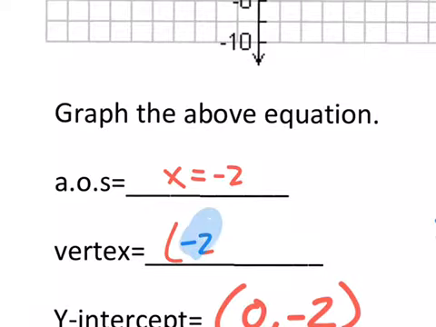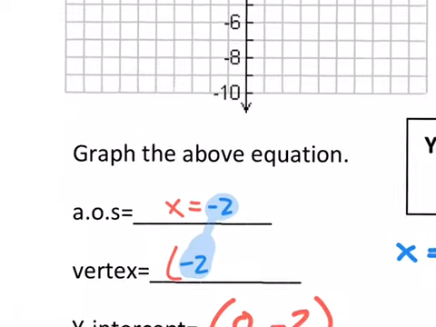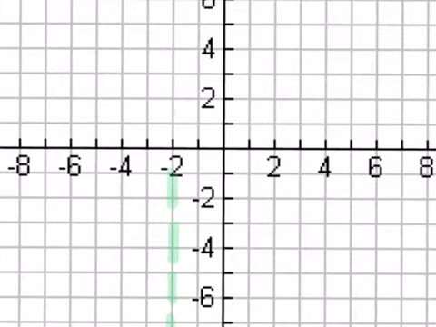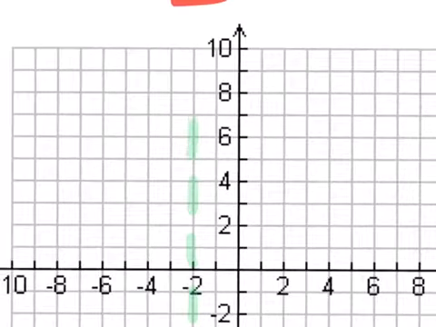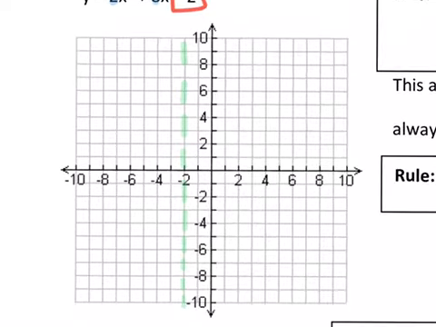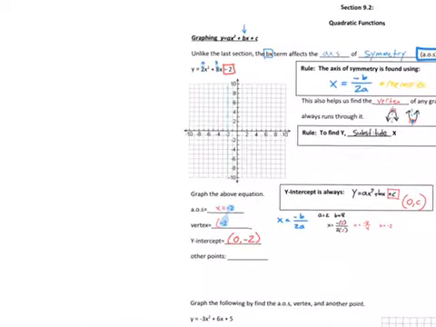These will always match, the x-coordinate of your vertex and the axis of symmetry, because that axis of symmetry is that invisible dotted line that travels through the vertex. Alright, so we're going to be symmetrical around that axis of symmetry.